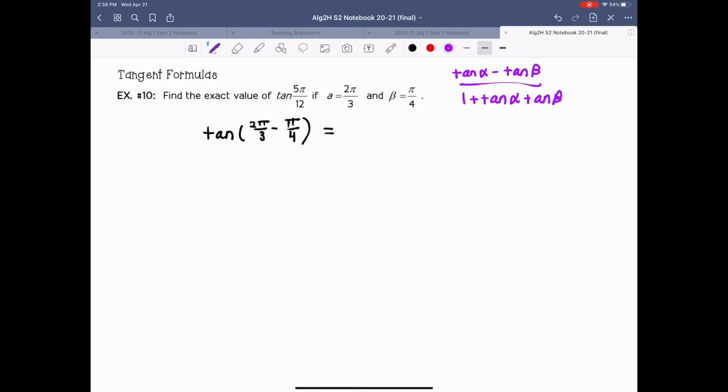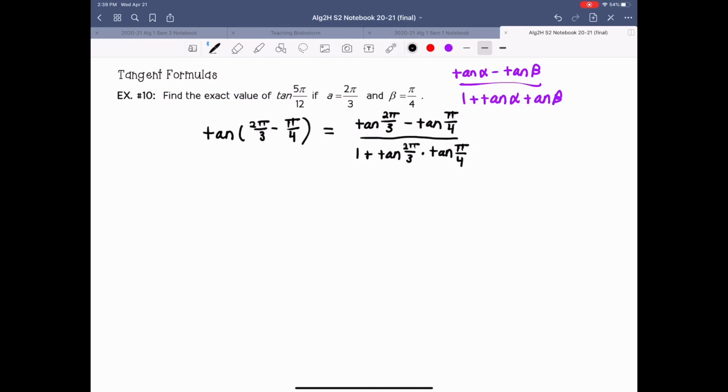So if I translate this to the problem that I have, this is going to be the tangent of alpha, or 2 pi over 3, minus the tangent of beta, tangent of pi over 4 right here, all over 1 plus the tangent of alpha, which is 2 pi over 3, times the tangent of beta, or in our case, the tangent of pi over 4.